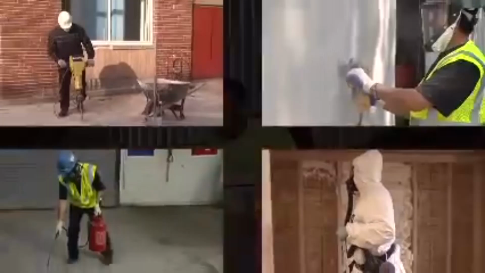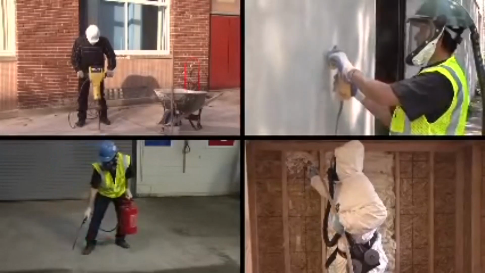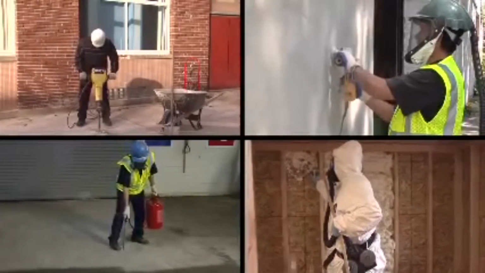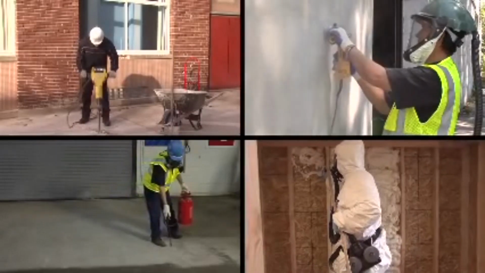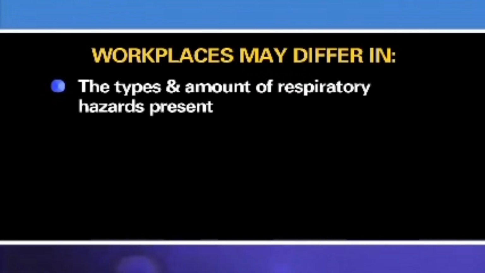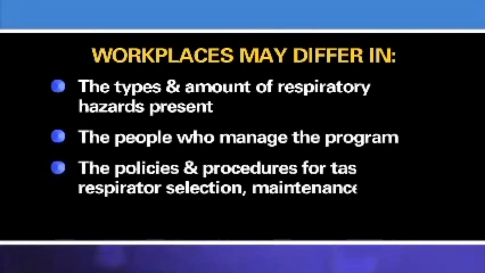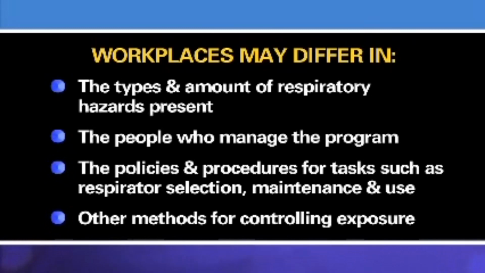Because each workplace is different, it is very important that your employer's respiratory protection program address the conditions found in your specific workplace. For example, workplaces may differ in the following ways: the types and amount of respiratory hazards present, the people who manage the program, the policies and procedures for tasks such as respirator selection, maintenance, and use, and other methods for controlling exposure, such as using wet cutting techniques to reduce airborne dusts.